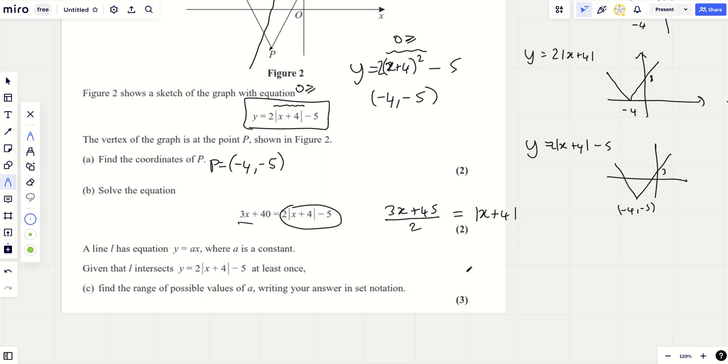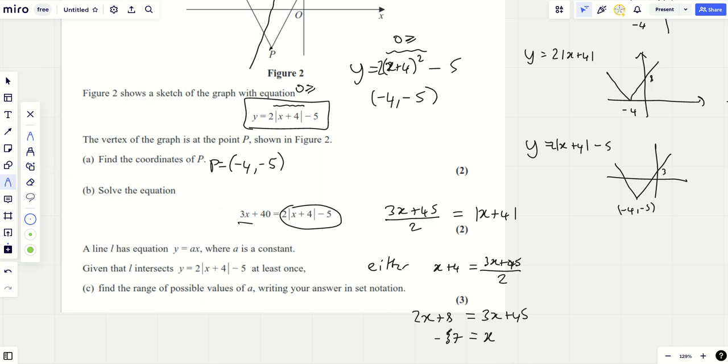And so what you can say then is, okay, either x plus 4 positive equals 3x plus 45 over 2, in which case you're going to get 2x plus 8 equals 3x plus 45, in which case you're going to get x equals minus 37, I think, because 45 take away 8 is 37. So x is minus 37 there. Now I don't think actually that will work in this. Let's give it a try.